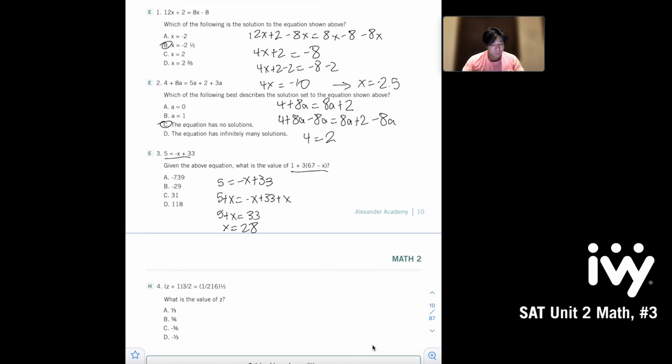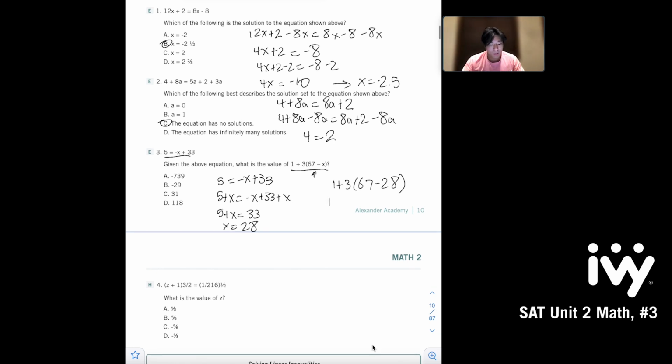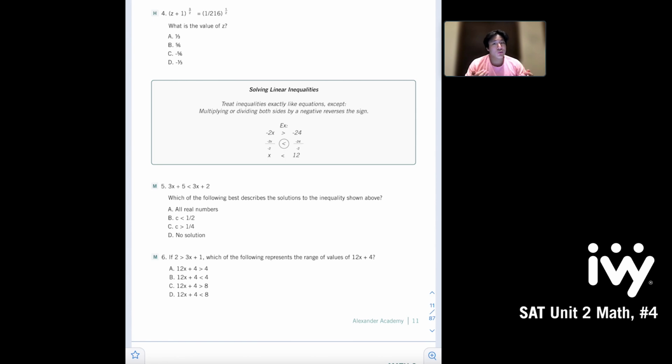So now with that, we can plug it into this expression here. So we have 1 plus 3 times 67 minus 28. So now, doing a little bit more simplification, we see that we have 1 plus 3 times 39. Simplifying this more, we end up seeing that we get 118 just by doing some algebra there. So we get D.